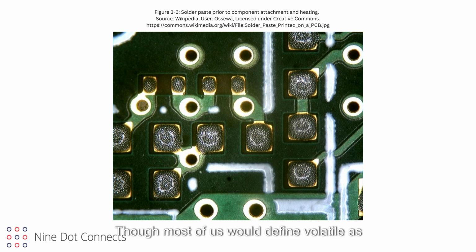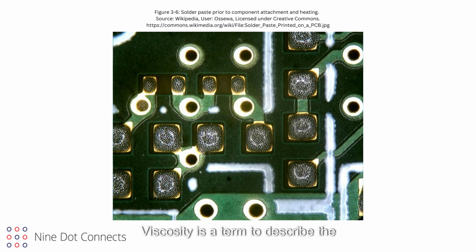Though most of us would define volatile as something explosive or unstable, the term is also used to describe a liquid that quickly evaporates. In this case, the rapid removal of a liquid allows for the soldering process to move quickly, thereby reducing the exposure time to high temperatures, which can impact the component functionality and possibly shorten the life of certain components.